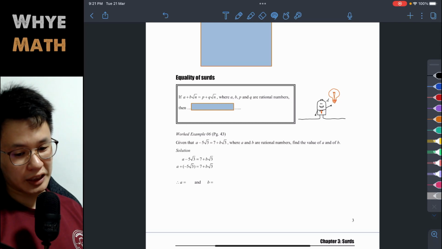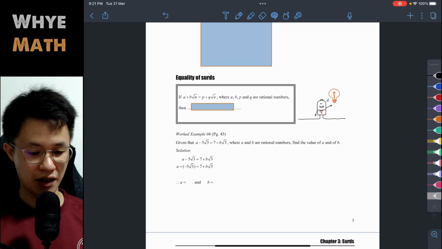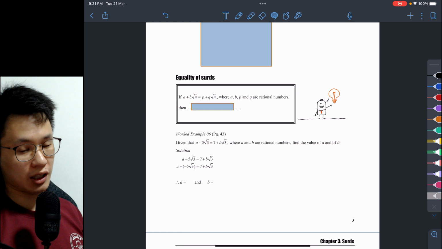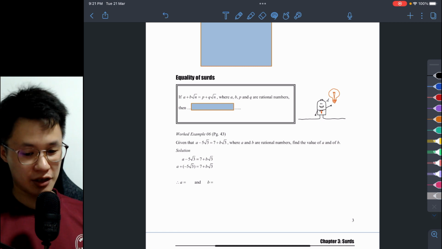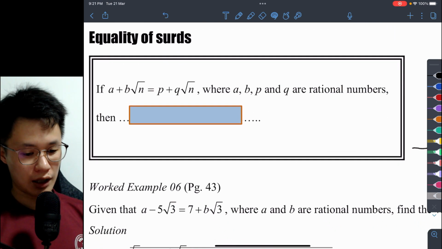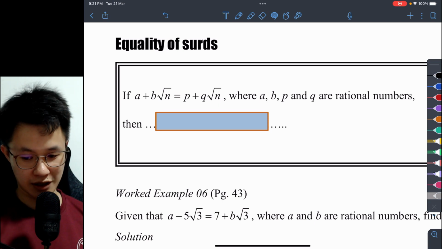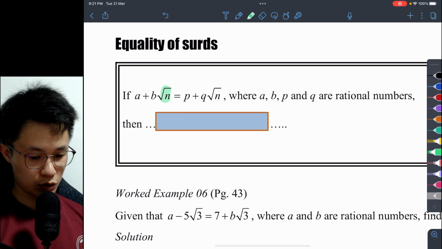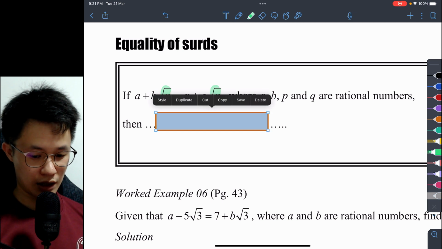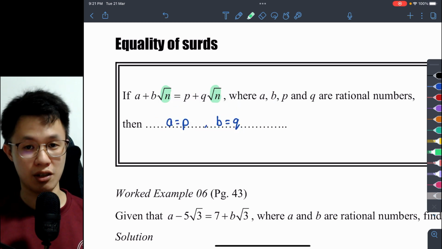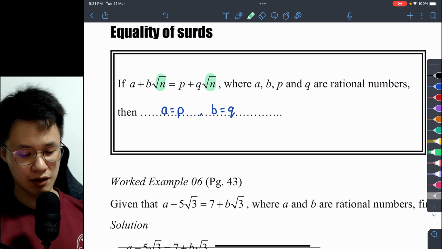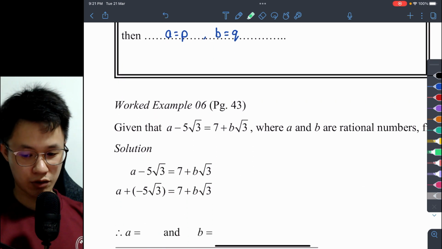So we're going to talk about the equality of surds, and essentially if I have two surds that are equal to each other and their square root is the same. So if you look at this part, a plus b square root n is equal to p plus q square root n, so the square root n is the same, right? And if they are equal to each other, we can simply say that a is equal to p and b is equal to q. To really see how this works, here is a question.